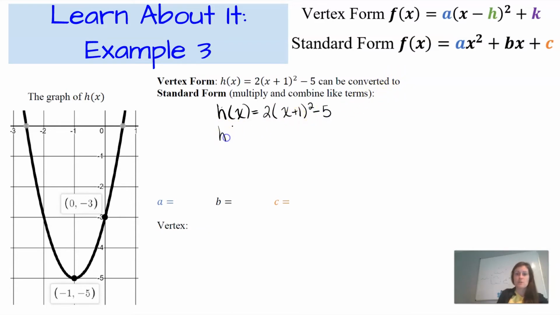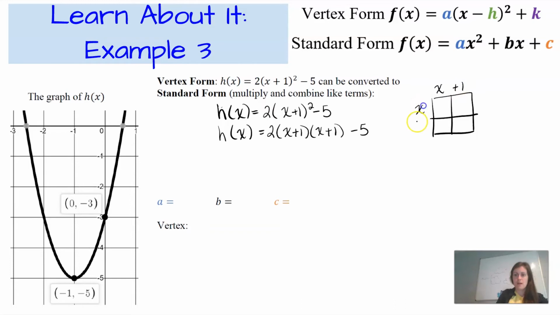So what I'm going to do is use multiplication. So this becomes the quantity x plus 1 squared, which means x plus 1 times x plus 1, minus 5. Now, if you recall, we learned how to perform multiplication by using a box method. So I have x plus 1 and x plus 1, and I'm going to multiply the corresponding rows and columns together. So I have x squared, x, x, and 1.